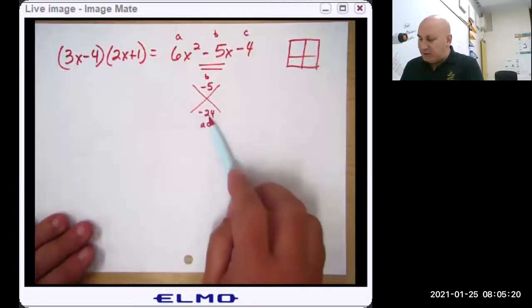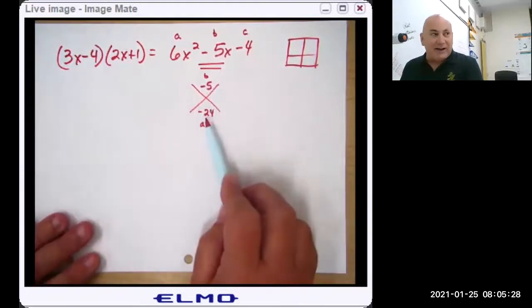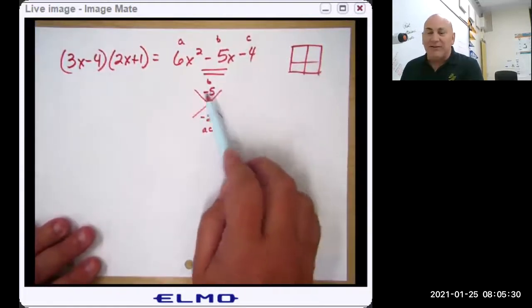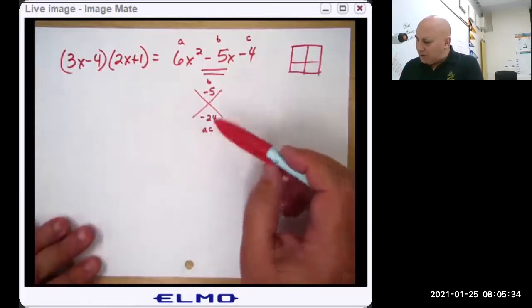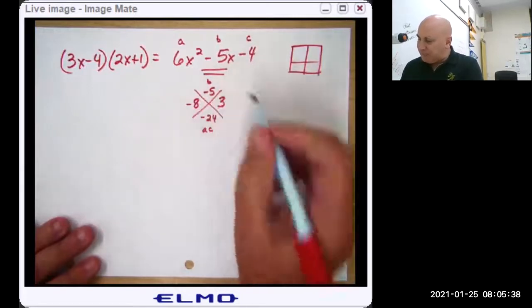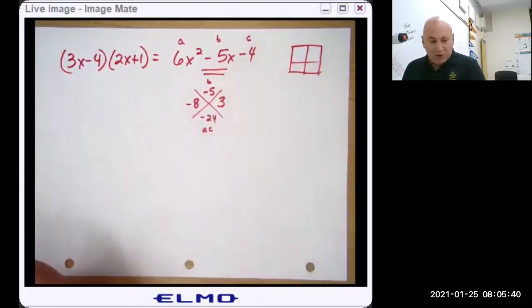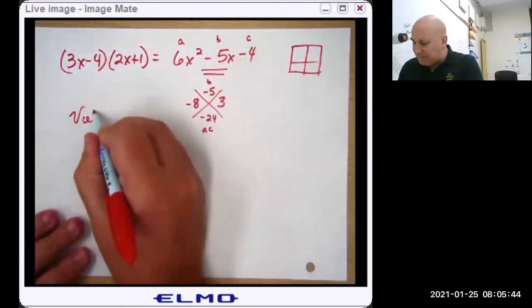If there are not two whole numbers, or at least integers, that multiply to give -24 and add to give -5, then it is not factorable. So I'm looking here and I see -8 and 3. So what I do now, and this is called Vieta's method.